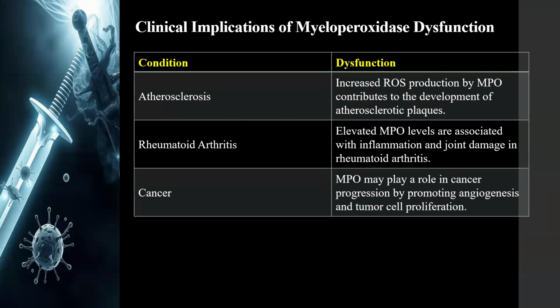Let's see the clinical implications of myeloperoxidase dysfunction. First condition is atherosclerosis. In atherosclerosis, the increased ROS production by myeloperoxidase contributes to the development of atherosclerotic plaque. In rheumatoid arthritis, an elevated level of myeloperoxidase is associated with inflammation and joint damage. Myeloperoxidase also plays a role in cancer progression by promoting angiogenesis and tumor cell proliferation.